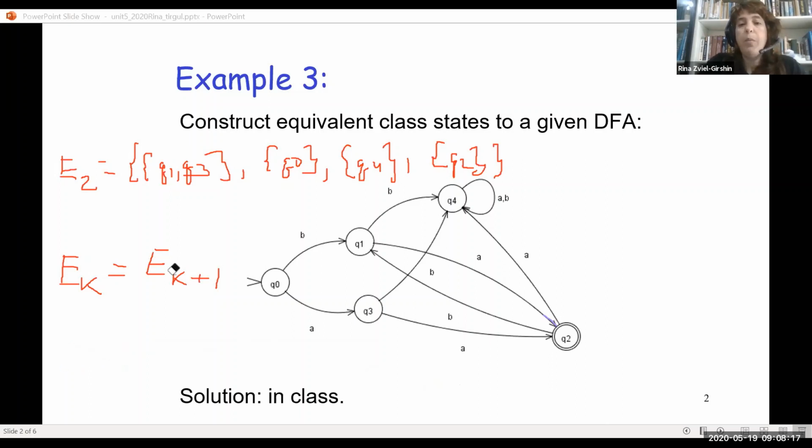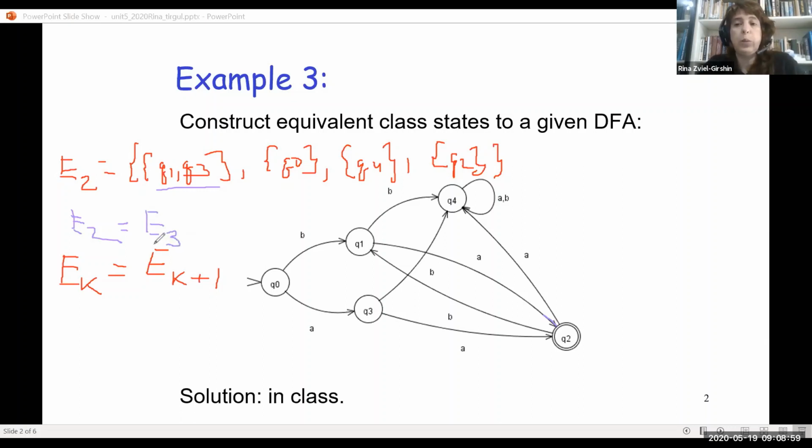So basically, let's see how we draw E3 and if we have any separation for E3. Once again, I'm only interested in groups that I can separate, and here it's only Q1 and Q3. I can't separate anyone anymore. Q0 is alone, Q4 is alone, Q2 is alone, that's it. And for Q1 and Q3, we already know that Q1 and Q3 on A go to Q2, the same state, and on B they go to Q4, the same state. So I can't separate them. So basically I know now that E2 equals to E3, and I can stop with the computation.